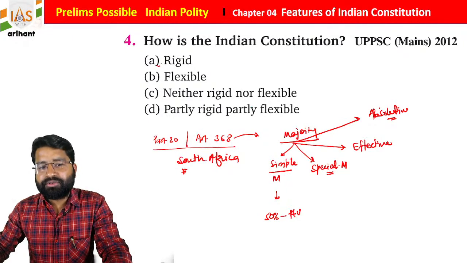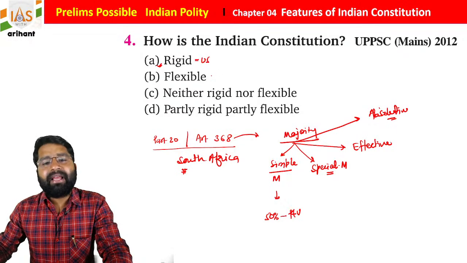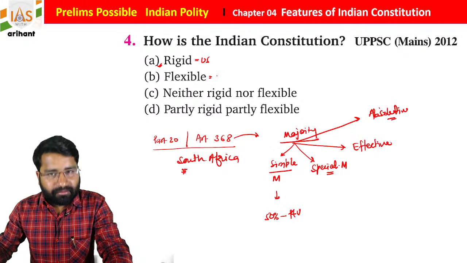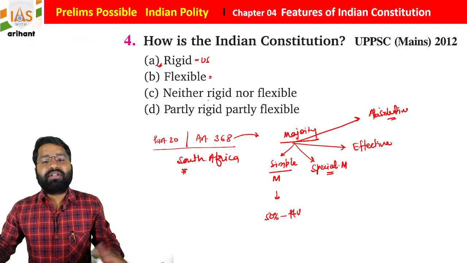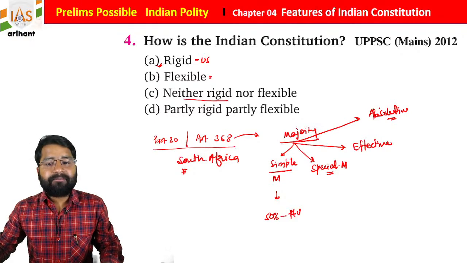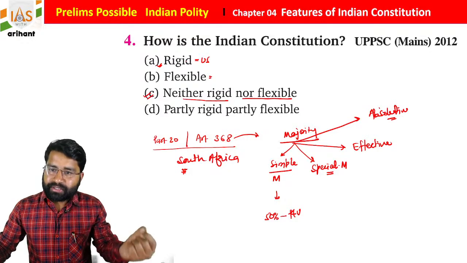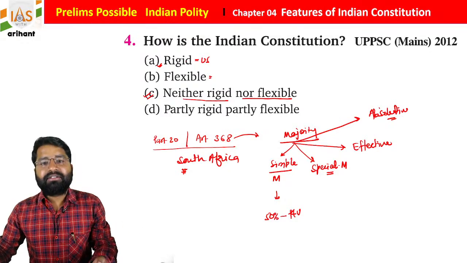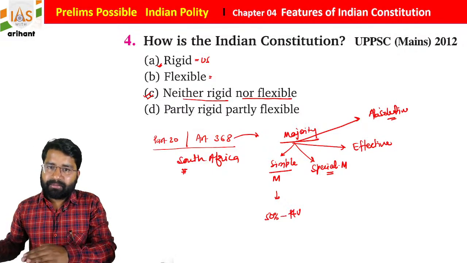So our Constitution has both types of features: the rigid feature from the USA, as well as the flexible feature. We are not totally rigid, and we are not totally flexible. It depends on which provision we want to modify. Let's suppose, students, we want to modify the name of a state, so a simple majority is required.